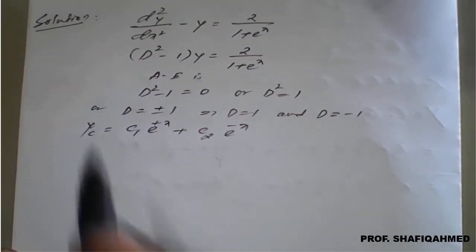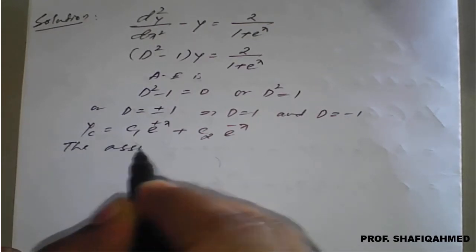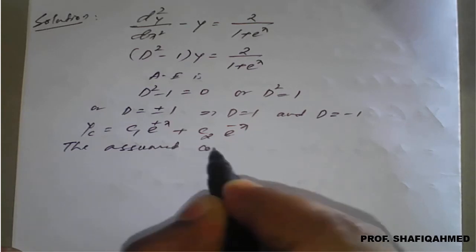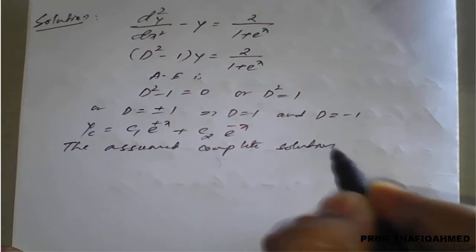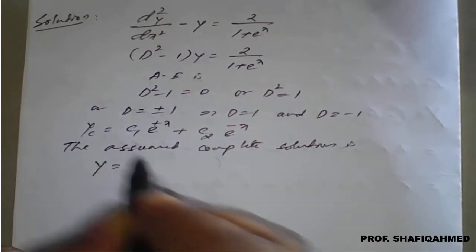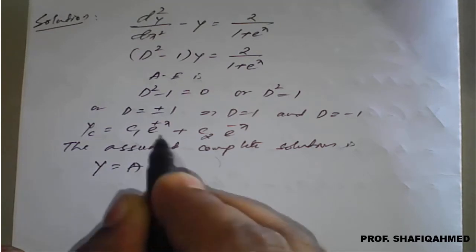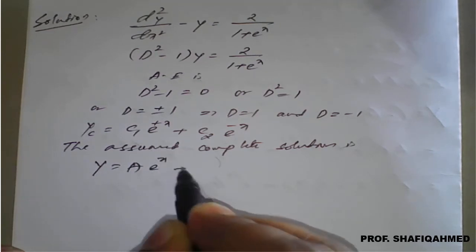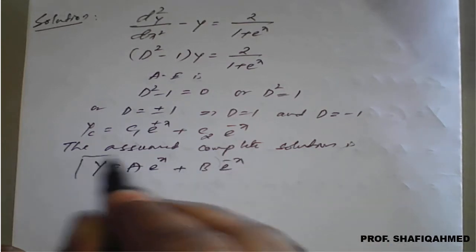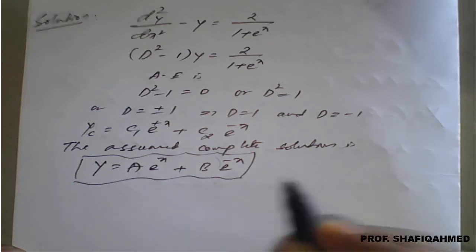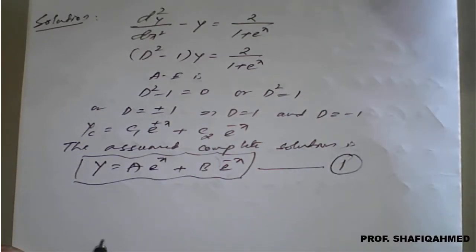So I will continue the same. The assumed complete solution is y is equal to, this c1 will be replaced by a, e raised to x, you can write only x, plus b into e raised to minus x, is the assumed general solution, or I can say complete solution.